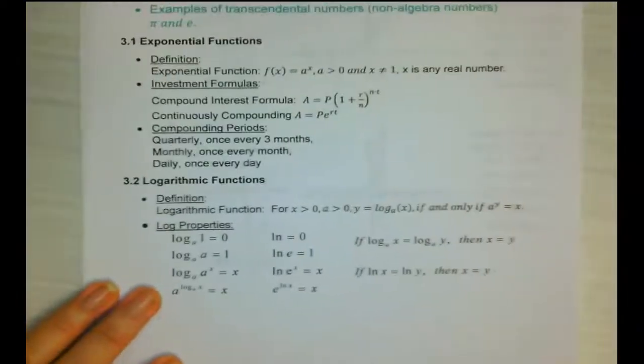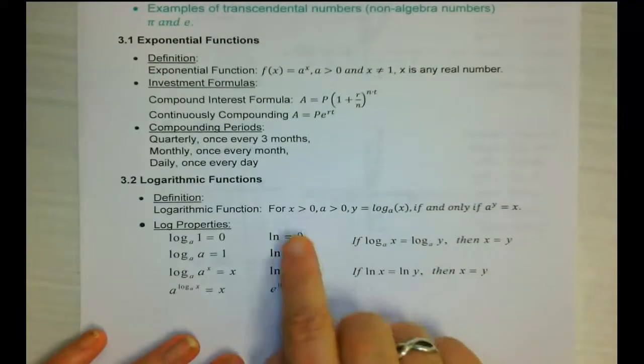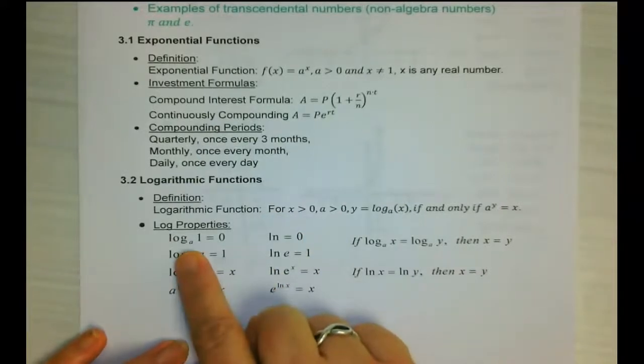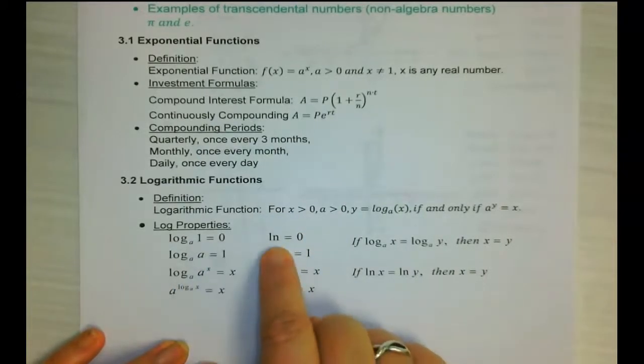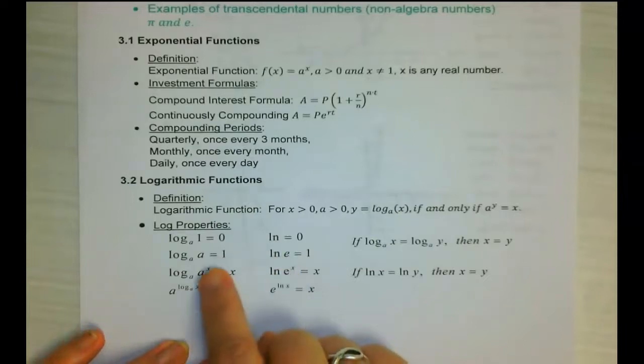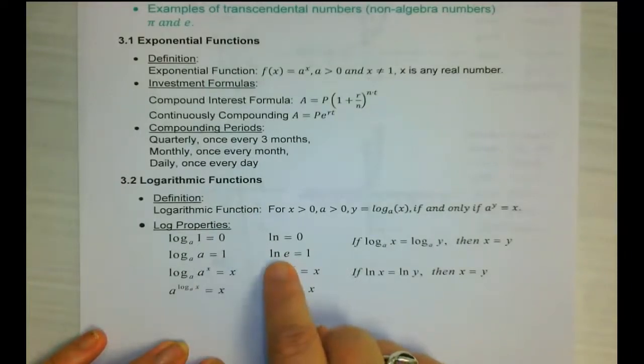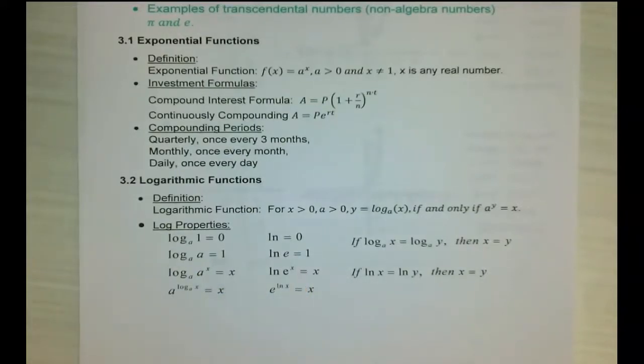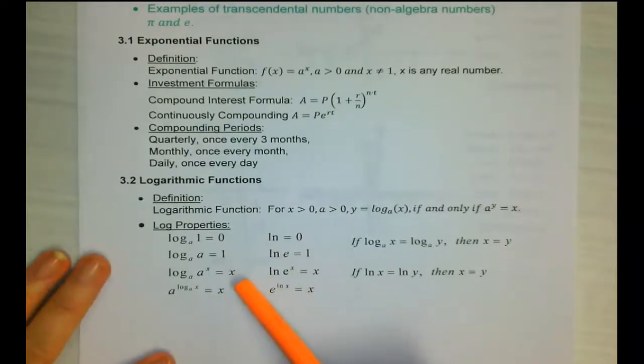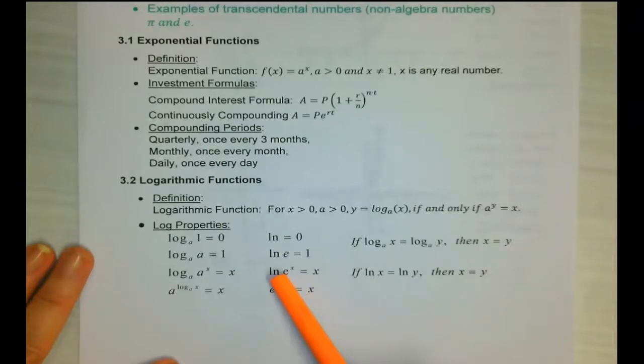Then let's review some of the log rules. We have log base a of 1 equals 0, which is the same thing as ln of 1 equals 0. We have log base a of a equals 1, which is the same thing as ln of e is 1, because the base here is e as well. We have log base a of a to a power, which leaves us with the power of x. Same thing is true here. When it's natural log, base e, of e to the x, we get x.